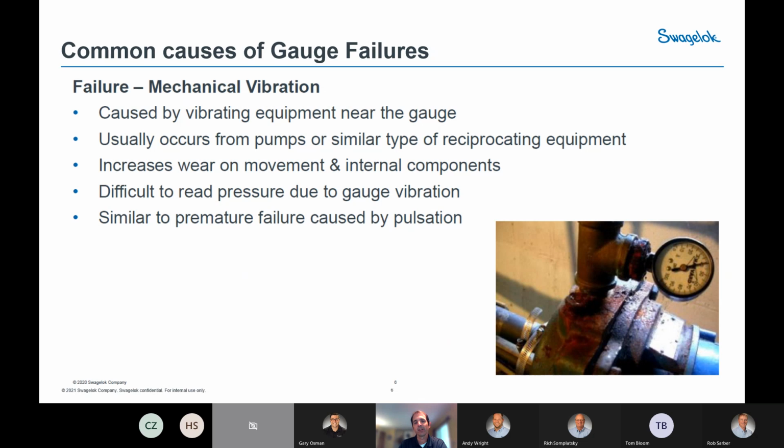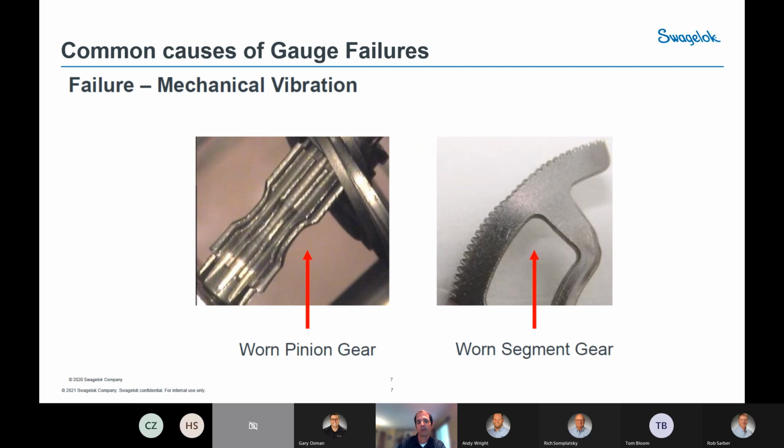We're also going to talk about, as I said, pressure pulsation, and everything we talk about here in vibration is going to be very similar to pressure pulsation, but pressure pulsation is a little bit different, and we'll get into that shortly. So with mechanical vibration, here are some examples of what you might see.